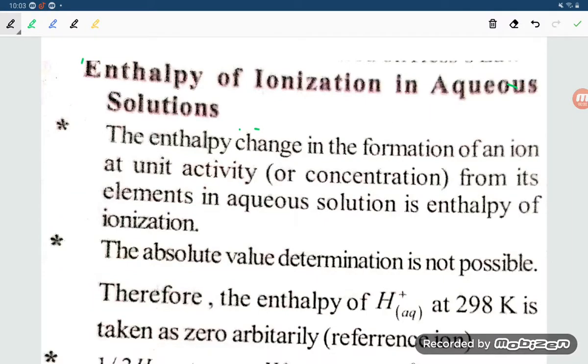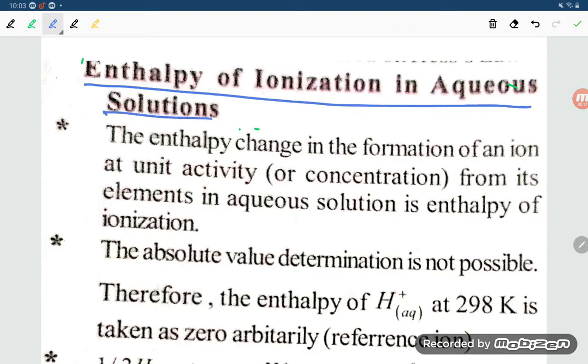Hello students, now let us see the enthalpy of ionization in aqueous solution. This is the different type of enthalpy of ionization in aqueous solution. And firstly, let us try to understand it with the definition.